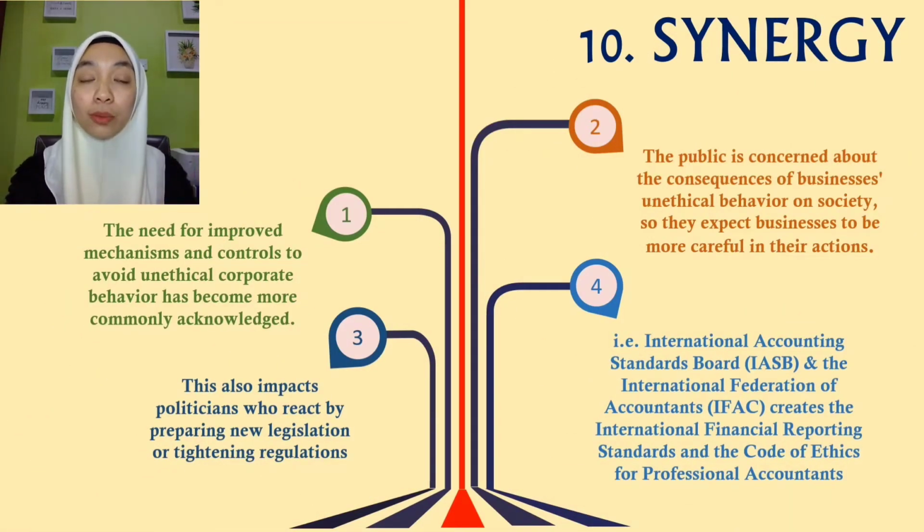For the tenth factor, which is synergy, synergy is when two or more people or organizations combine their efforts, they can accomplish more together than they can separately. The need for improved mechanisms and controls to avoid unethical corporate behavior has become more commonly acknowledged. The public is concerned about the consequences of businesses' unethical behavior on society, so they expect businesses to be more careful in their actions. This also impacts politicians who react by preparing new legislation or tightening regulations. An example of synergy is IASB and IFAC creating the International Financial Reporting Standards and the Code of Ethics for Professional Accountants.